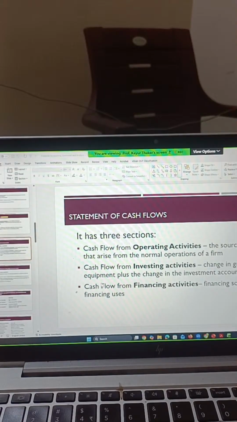So as a manager, cash flow statement is more useful than P&L statement. P&L statement is for the reporting purpose, but cash flow statement is more for a management purpose. So all three statements are for reporting purpose, but as a manager, you will find more in cash flow statement than P&Ls.